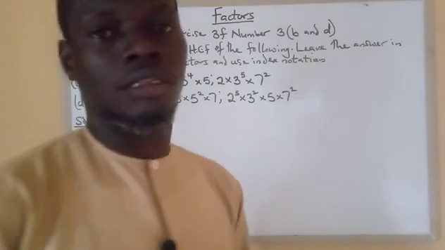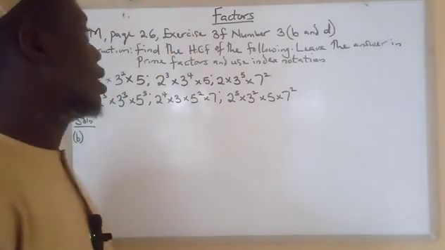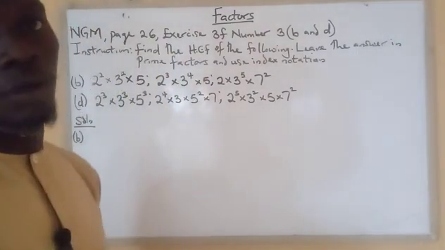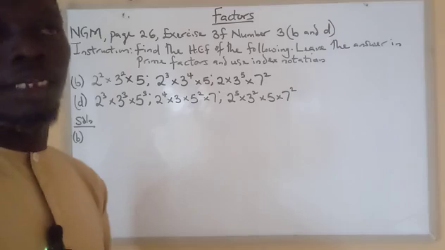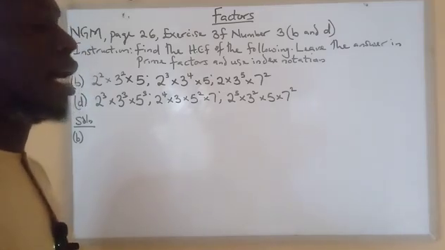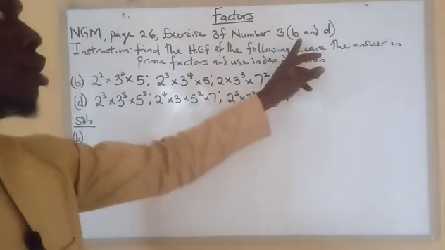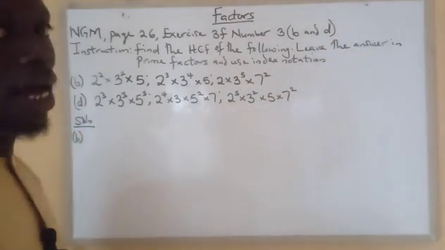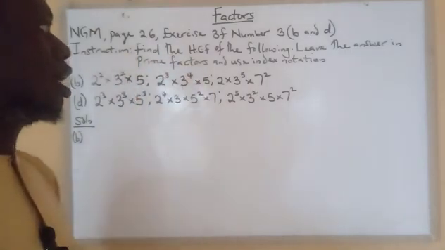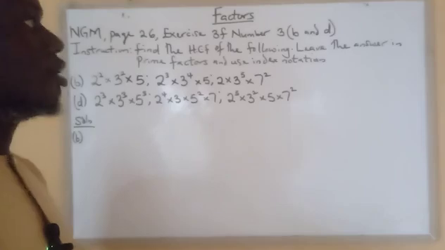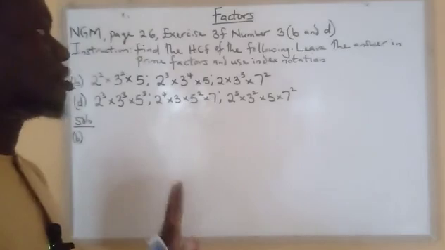Hello everyone. We move on, still on exercise 3F. We are solving question number 3 out of about 6 questions that are there. We only solve the B and the D parts, and it comes with its instruction also. The instruction says find the HCF of the following, leave the answer in prime factors, and then use index notation.